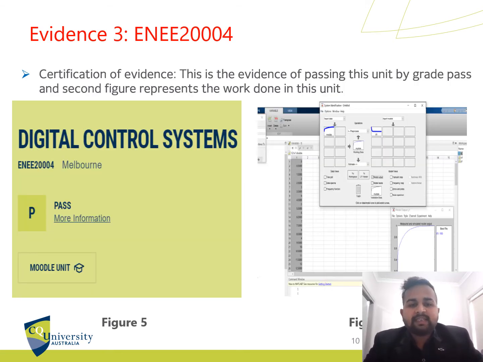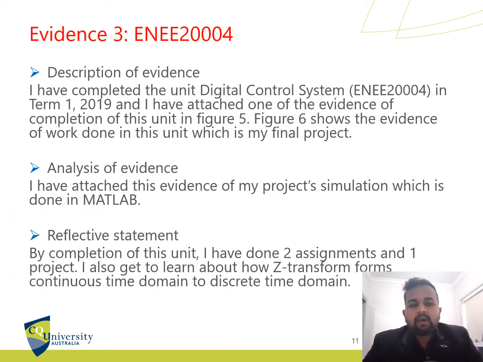Coming to the next evidence, that is from Digital Control System. This is the evidence of passing this unit with grade B, and the second figure represents the work done in this unit. I completed this unit, Digital Control System, in term 1 2019, and I have attached one piece of evidence of completion of this unit in figure 5, and figure 6 represents the work done in this unit, which is my final project. I have attached the evidence of my project simulation, which is done in MATLAB, and the reflection is that by completion of this unit I have done 2 assignments and one project. I also got to learn about the Z transform, how it goes from continuous time domain to discrete time.